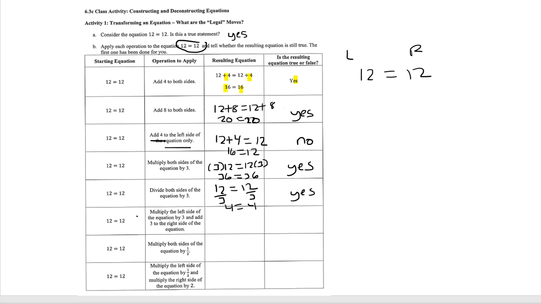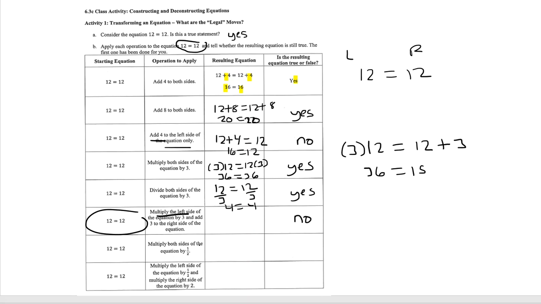Okay, on the next one, it says take the 12 equals 12, multiply the left side of the equation by 3, and add 3 to the right side of the equation. I'm actually going to write this over here because I just need a little bit more space. So multiply the left side of the equation by 3 and add 3 to the right side of the equation. That's going to give us 36 equals 15, and we would say no, that is not true.